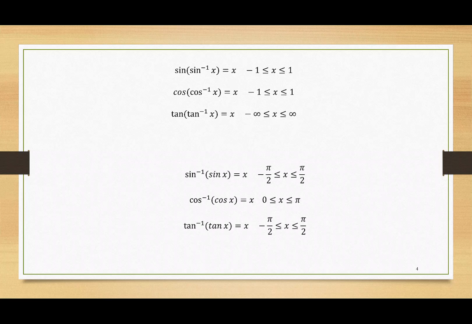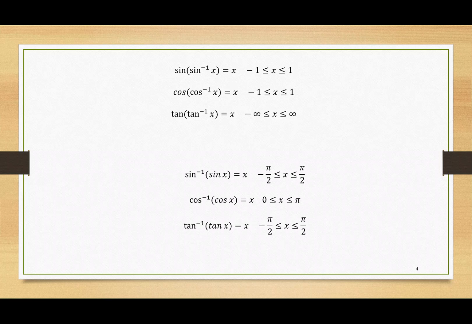If I have sine inverse of sine of x equals x, now x is an angle, so x will be greater than or equal to -pi/2 and less than or equal to pi/2. Cosine inverse of cosine of x is also equal to x, but for cosine, x is greater than or equal to 0 and less than or equal to pi. Then tan inverse of tan x is x, and x is greater than or equal to -pi/2 and less than or equal to pi/2.